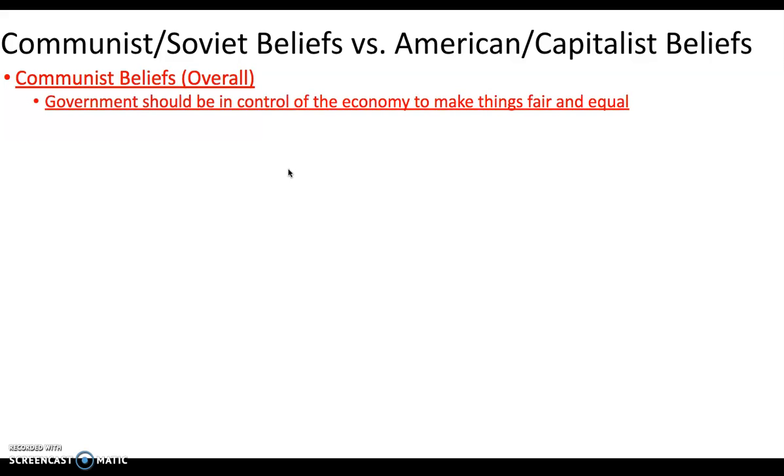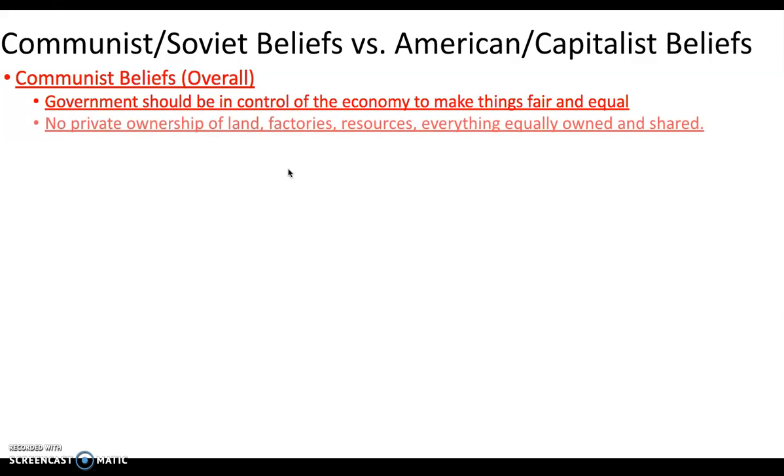So the communist belief is that the government should be in control of the economy to make things fair and equal, because you couldn't trust private industries or individuals. It's the government's job to ensure that everyone essentially gets what they need and is treated equally with economics, and not just social and political rights. There should be no private ownership of land, factories, resources. Everything should be equally owned and shared by all the people.